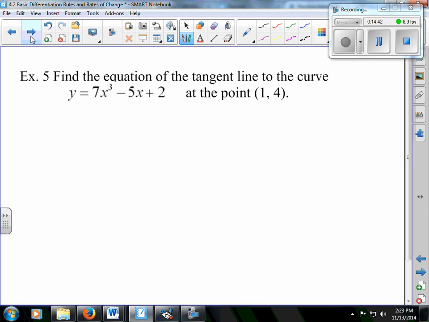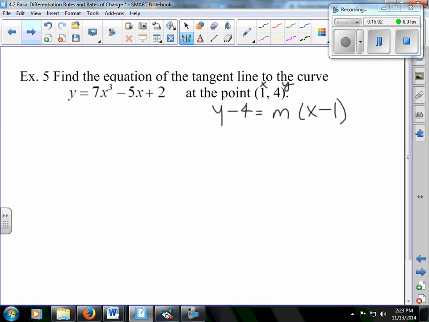In this example, I'm finding the equation of a tangent line. So to find the equation of the tangent line at a point, I know how to find the equation of a line. I do y minus y1 equals m times x minus x1. I better fix that. This is the x value. That's the y value.